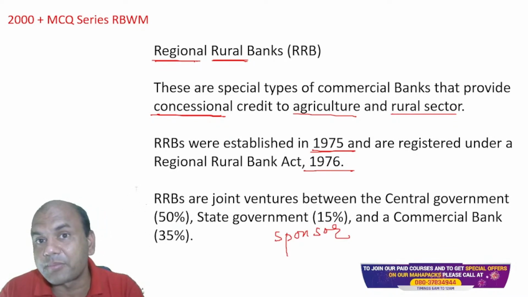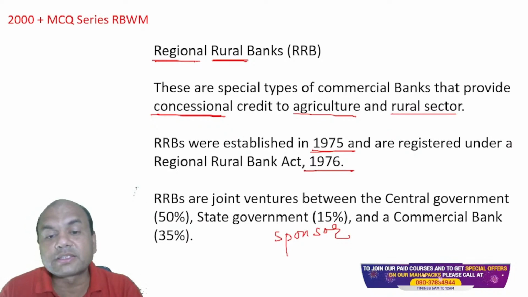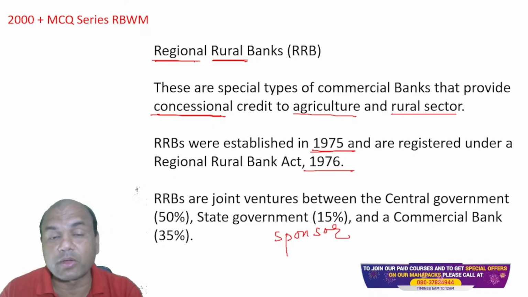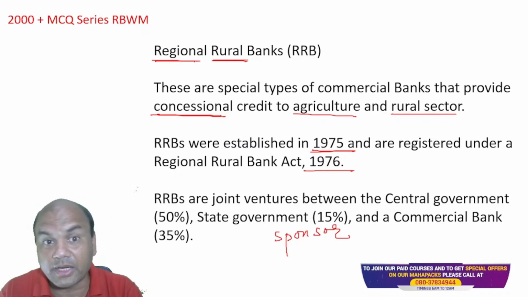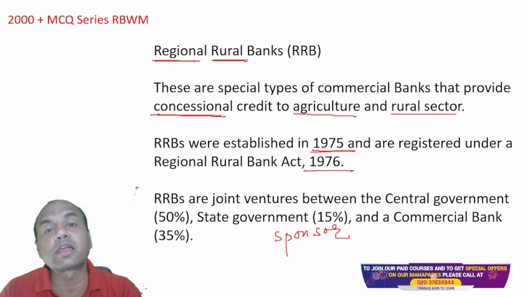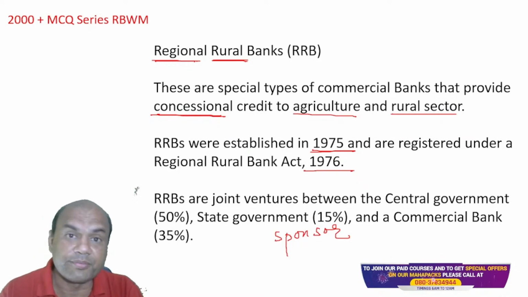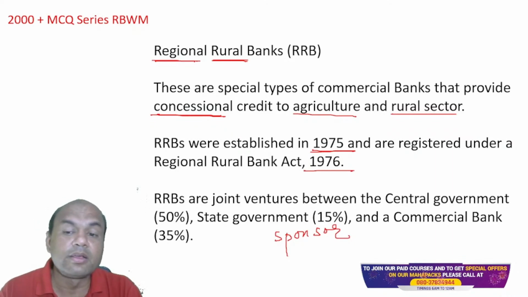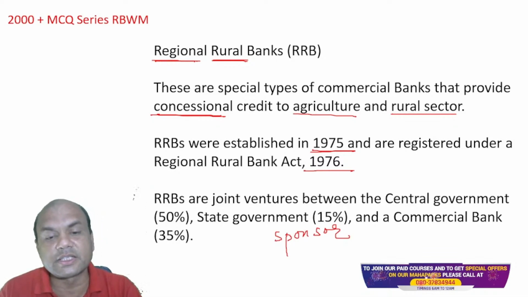Right now, what is happening? Government is coming up with a thought process: why should these be kept this way only? Can't these RRBs be a separate bank altogether, no sponsor bank? Can't these work like this? All the RRBs can be combined in India. So this is a thought process. But from exam point of view, remember central government, state government, commercial banks, and these are the proportions.